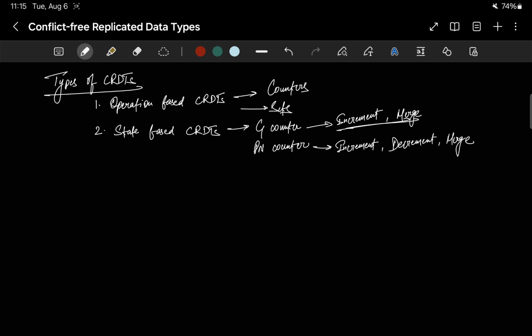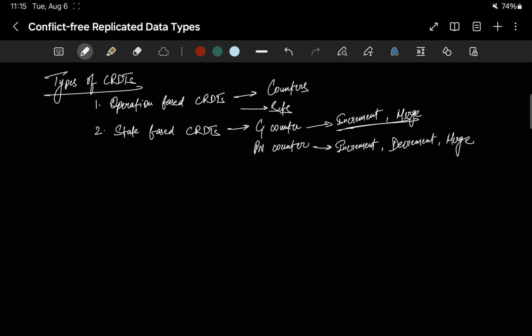And the use case is, it is suitable for scenarios where tracking both increments and decrements is essential, such as vote tallies or resource allocation. Why? Because in resource allocation, let's say one time you allocate the resource to this and next you may take it out. So this increments, this decrements. So that's why.